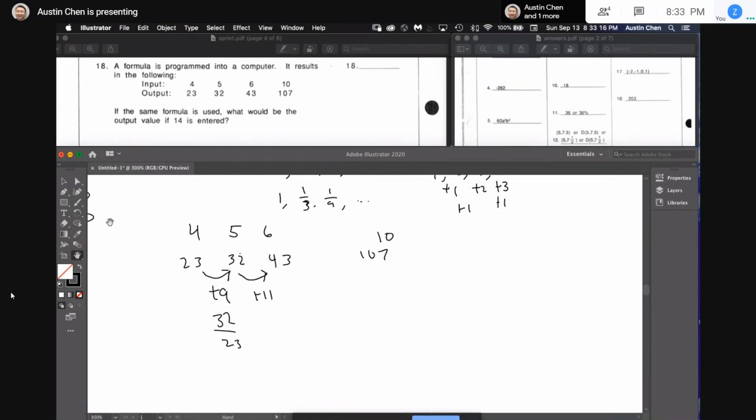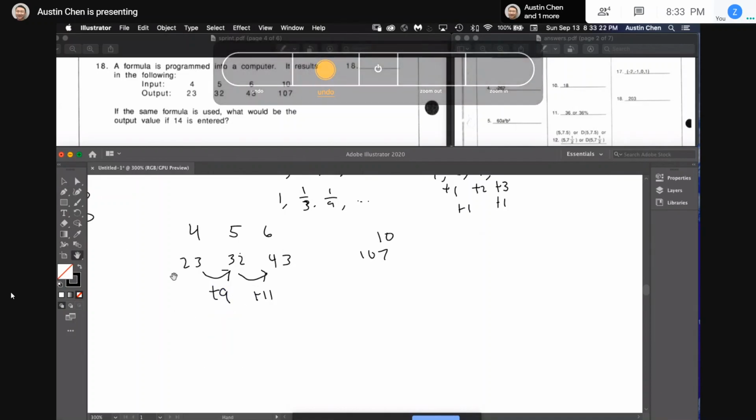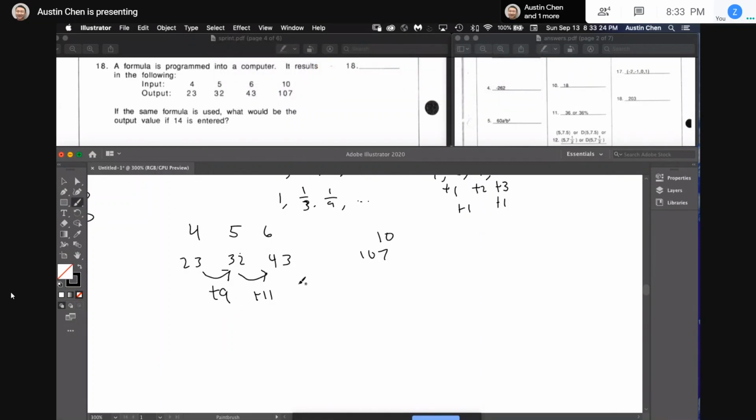Can I erase this? Oh, no. All right. Let's just write it out instead of doing stuff.